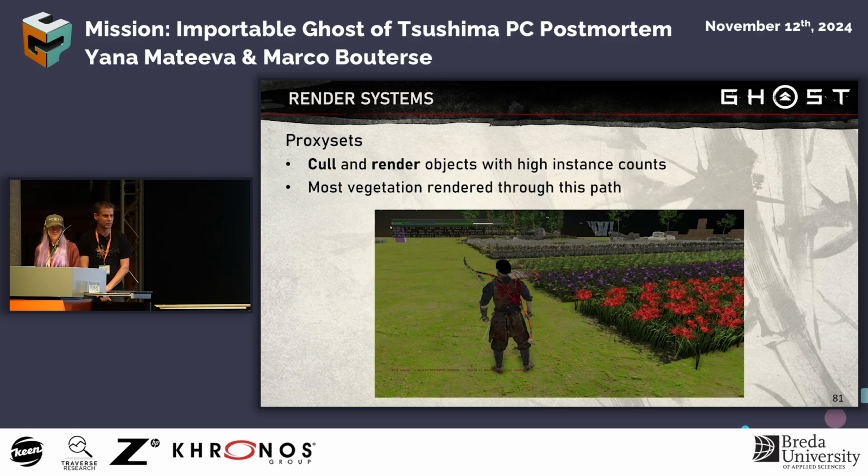The next system that we decided is absolutely crucial are the proxy sets. The proxy set system in this engine is a system that handles culling and rendering of objects with very high instance counts.